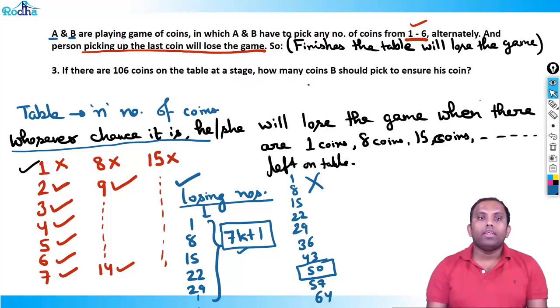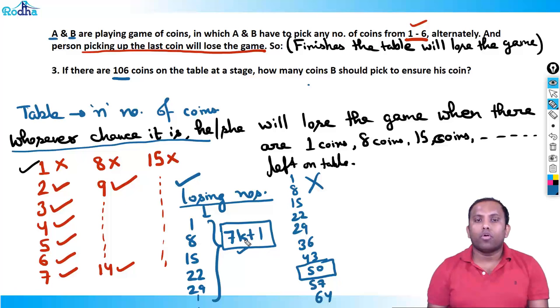Third question. If there are 106 coins on the table, how many coins should B pick to ensure his win? Now there are 106 coins on the table, right? How many coins should B pick to ensure his win? So again, a number just before 106 will be a losing number, right? Of the form 7k plus 1. You can just approximate here.